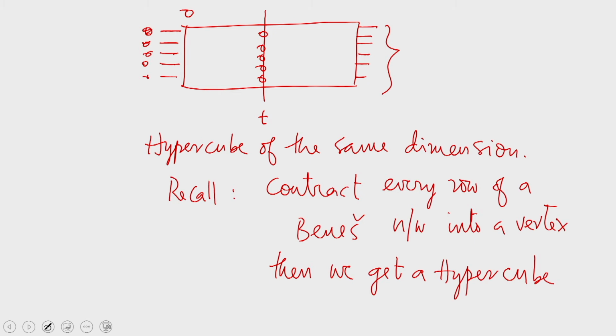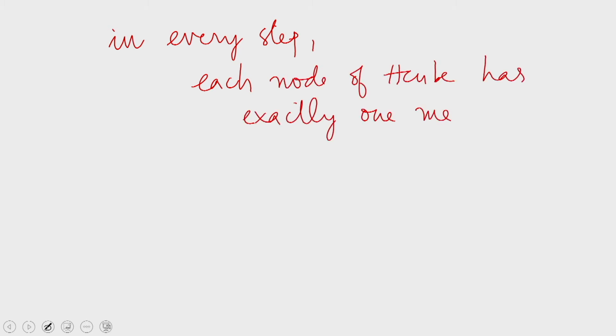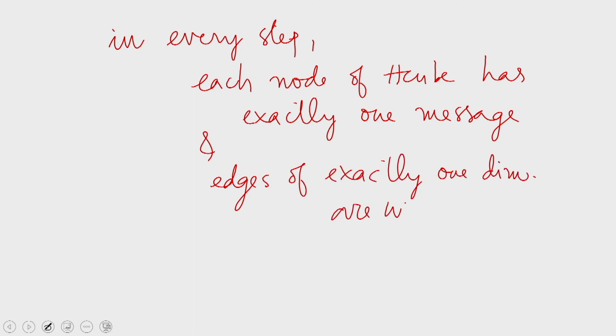And then if you run a Benes network algorithm which pulses the data through the network in a lockstep manner, in such a way that all the messages are lined up in a column in every single step, then if you run it on a hypercube, in every step each node of the hypercube has exactly one message. And in every step edges of exactly one dimension are used. That is because in every step the messages are passing from one column of a Benes network to the adjacent one. When these are collapsed, these edges will all correspond to edges along a particular dimension of the hypercube.